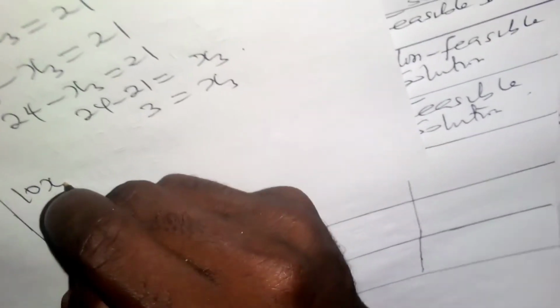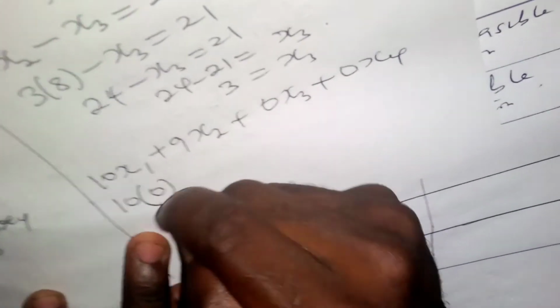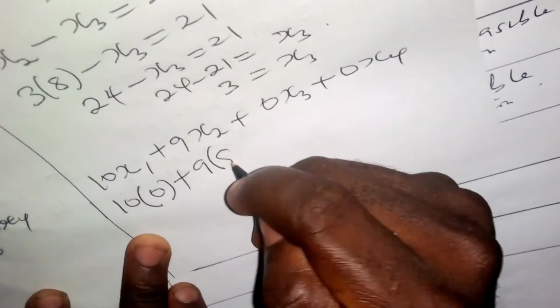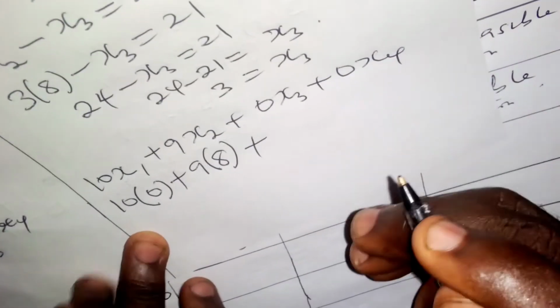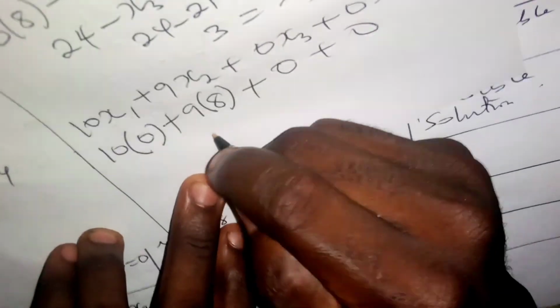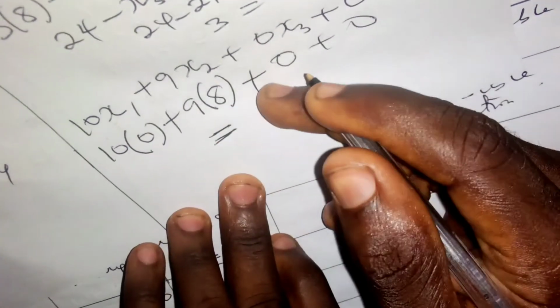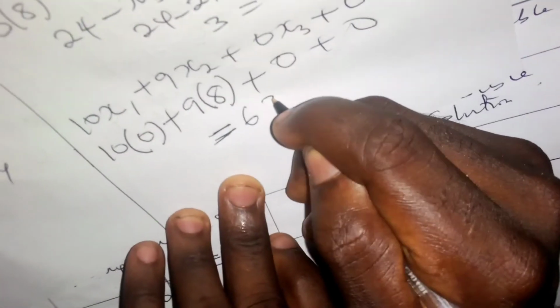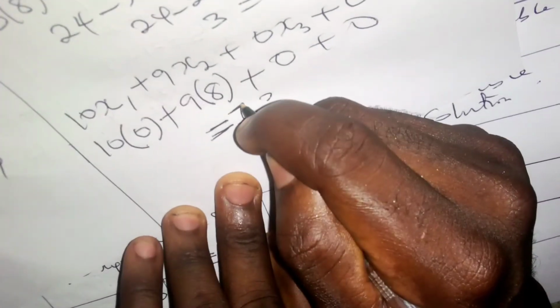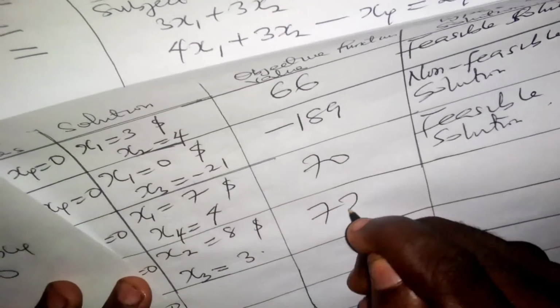And if we substitute both into our objective function, don't forget, I'll be doing the same thing. X1 is fixed to be 0 and x2 is obtained to be 8. X3 and x4 will be 0 irrespective of the value they are having. So here is 0, 0, which at the end of the day, if you multiply 9 times 8, we are going to have 72 at the end of the day. So here gives us 72.